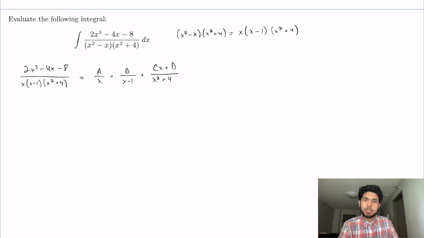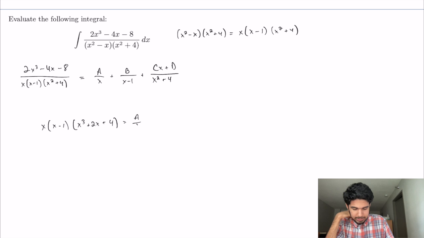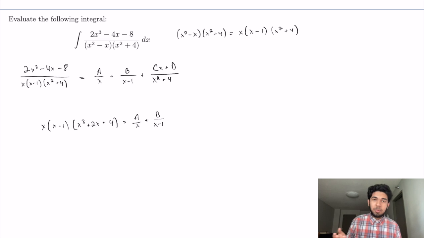Let me just stop here for a moment to point out something. You'll notice that the decomposition chart only went up to where the highest power of x was 2. Let's say that our denominator factored into x times x minus 1 times x cubed plus 2x plus 4, or something like that, right? So the first two terms would stay the same just by the chart, but the chart would not tell us what to do for this third term.